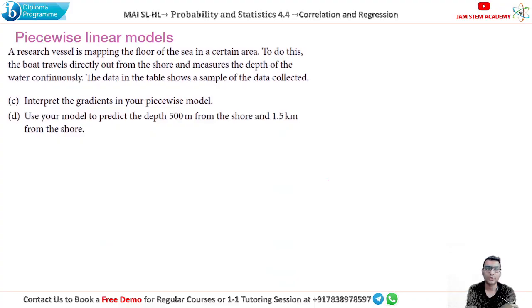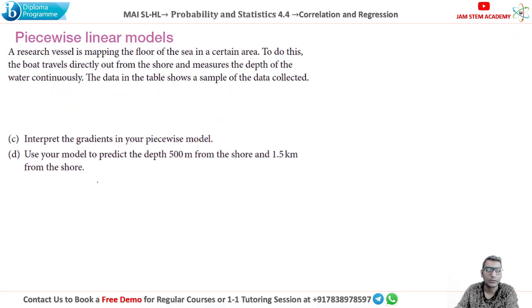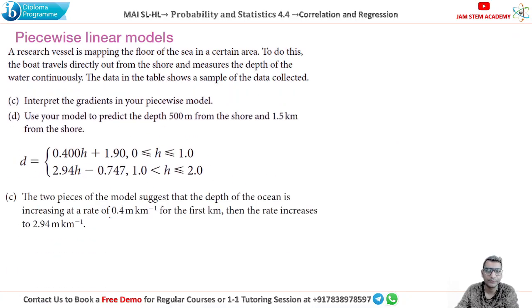Now let's use it to find the values. The first part says to interpret the gradient in your piecewise model. We already have the equations and we know the coefficient of h will give us the slopes. So for the first part the slope is this, and for the second part the slope is 2.94. So these are the slopes, 0.4 kilometer per hour and this one, sorry, meter per kilometer, not kilometer per hour. So 2.994 meter per kilometer.